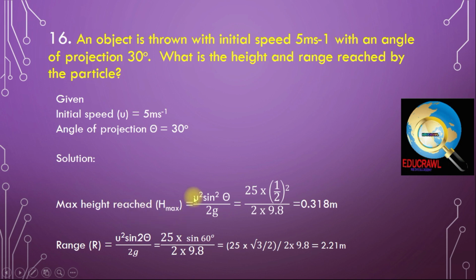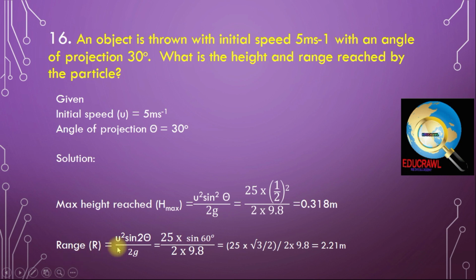The h max is given by u square sine square theta by 2g. U value is given as 5. So u square will be 25 into sine square theta. Theta is given as 30. So sine 30 will be half. The square is half squared. So divided by 2 into g. G value is 9.8. So 2 into 9.8. Simplifying this, you get the maximum height as 0.318 meter.